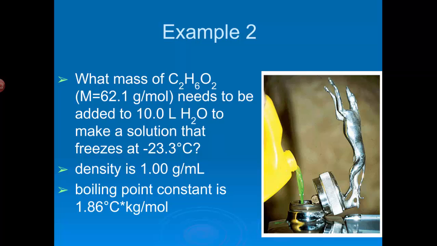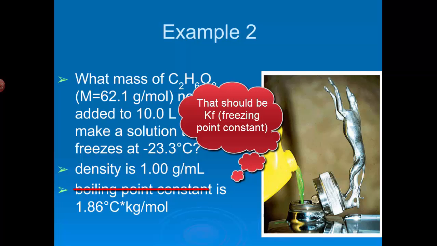All right, here's another one. What mass of C2H6O2? C2H6O2 is something called ethylene glycol. The molar mass of it is 62.1 grams per mole. And we're going to add this to 10 liters of water. We want to make a solution that freezes at minus 23.3 degrees Celsius. The density of the solution will be 1 gram per milliliter, and the constant, Kb, is 1.86 Celsius per kilogram per mole. Okay? I'm sorry, that should be the freezing point constant.